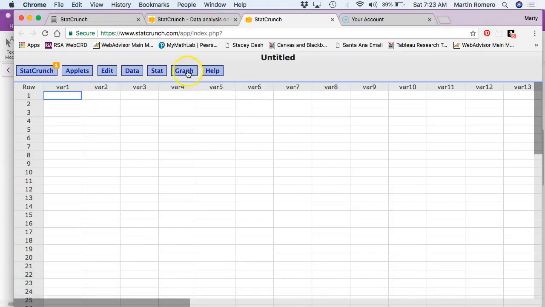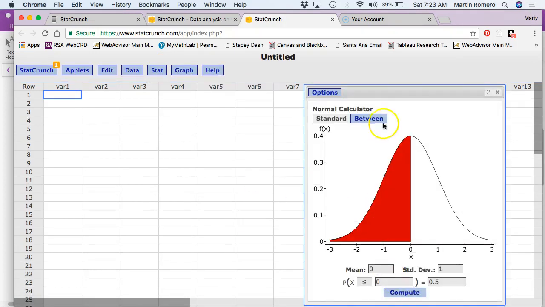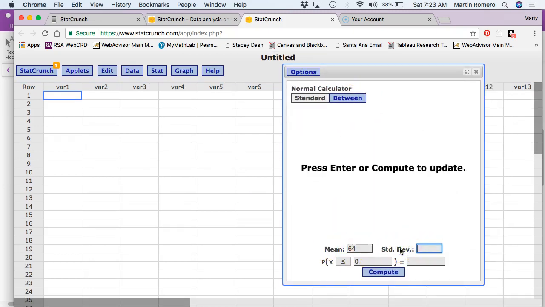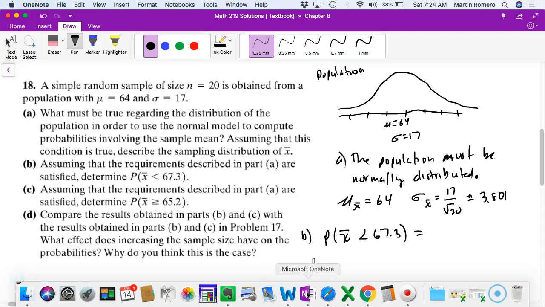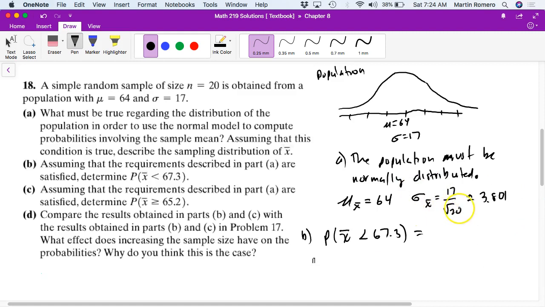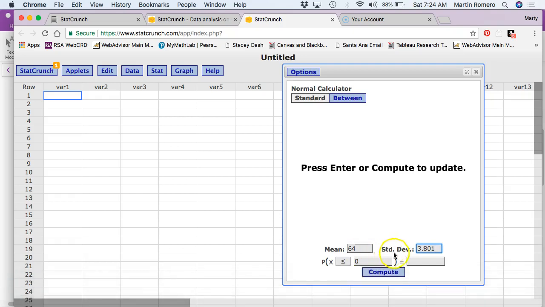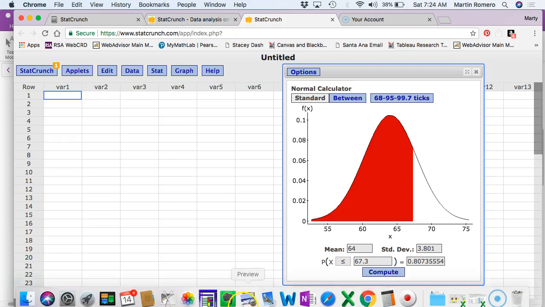We're going to need some key information here. Stat, calculator, normal, and we have to change these values. The mean is 64. The standard deviation is 3.801, the standard error. So we're using what's called the adjusted standard deviation right here, and we want to see if it's less than 67.3. So you put here 67.3, less than, and we only have those two options, so less than there. 0.807 is our answer there.